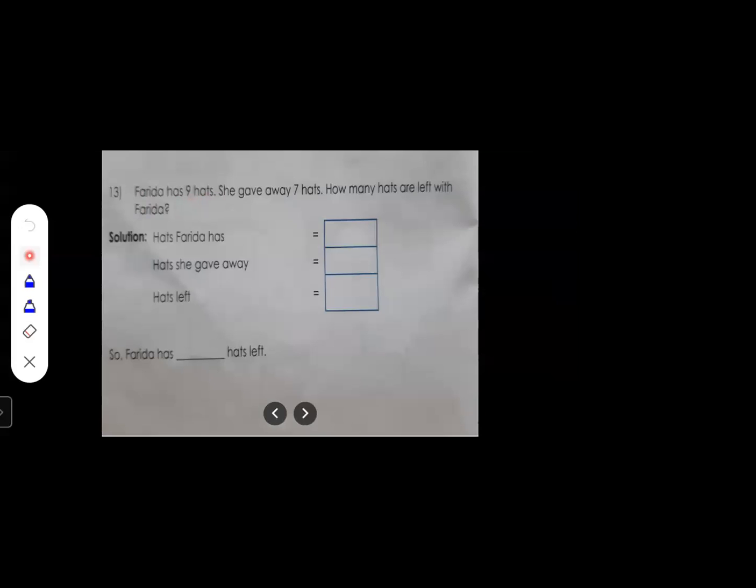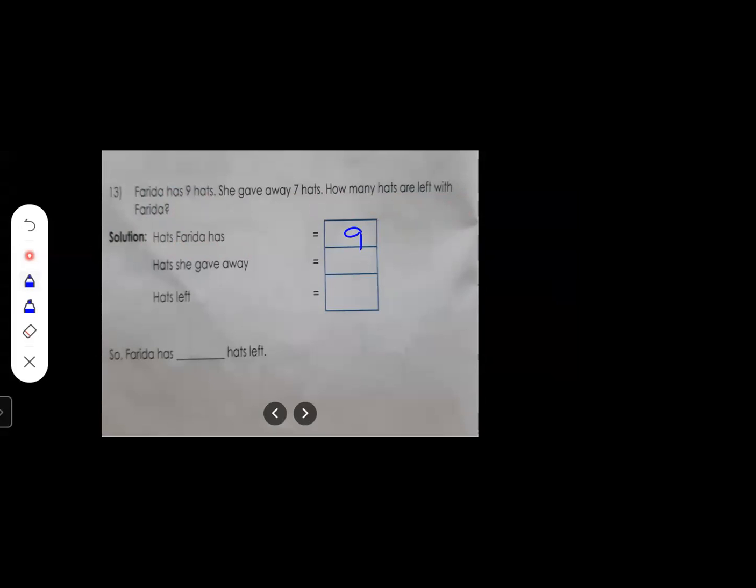Farida has 9 hats. How many hats does Farida have? 9 hats. She gave away 7 hats. Farida has 9 hats. She gave away 7 hats. How many hats are left with Farida? So see, the hats Farida has, how many? 9, right? So we are going to write 9 over here. So Farida has 9 hats.